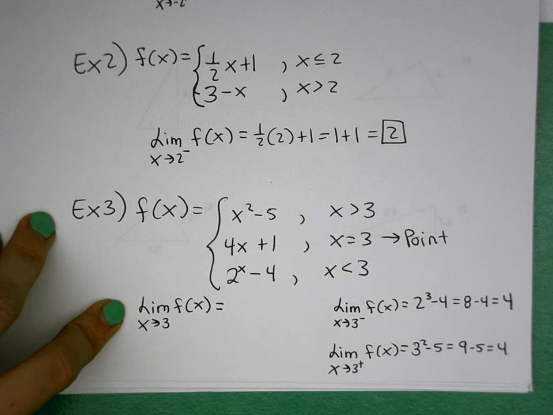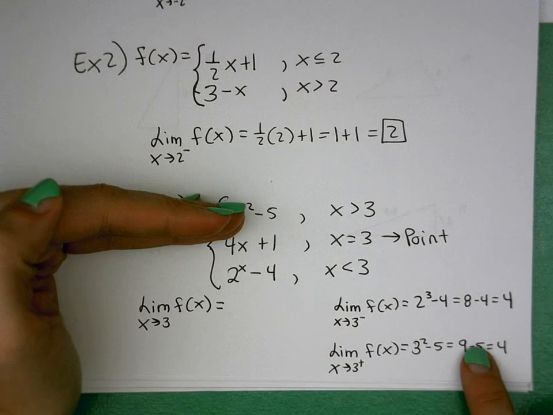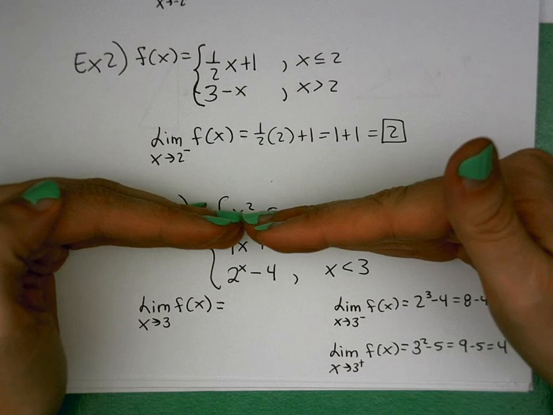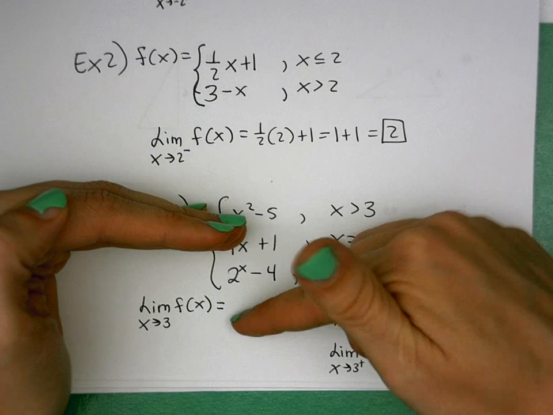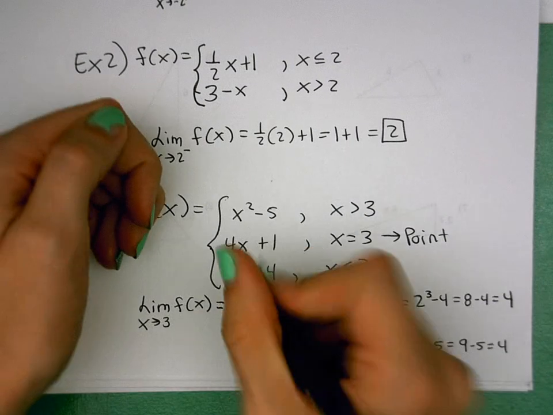Okay, and so then if I'm approaching from the left and I'm 4, and I'm approaching from the right and I am 4, what does that mean my two-sided limit is? 4. They agree. And so that is my answer.